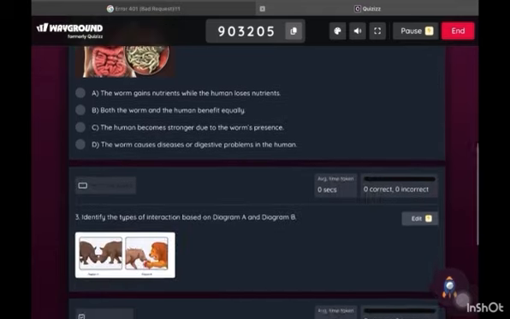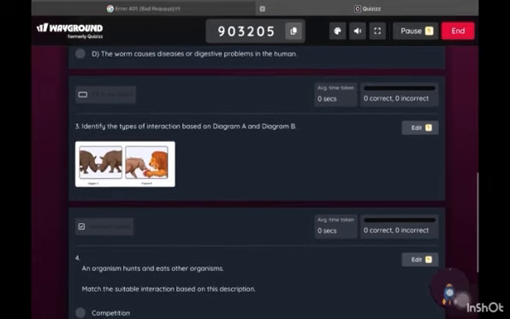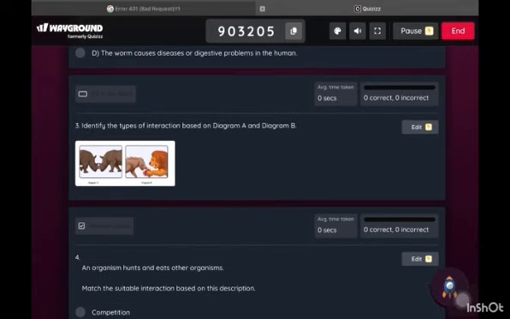Let's move on to the third question, where you need to identify the types of interaction based on diagram A and diagram B. This one is about a competition interaction. So you need to identify what type of competition occurs in diagram A, and so on with diagram B.